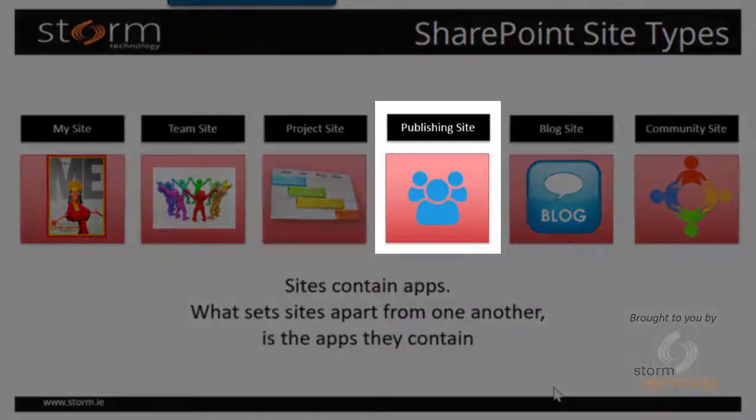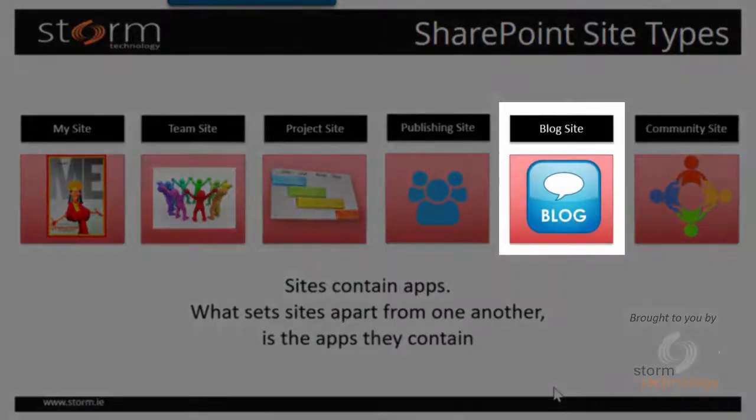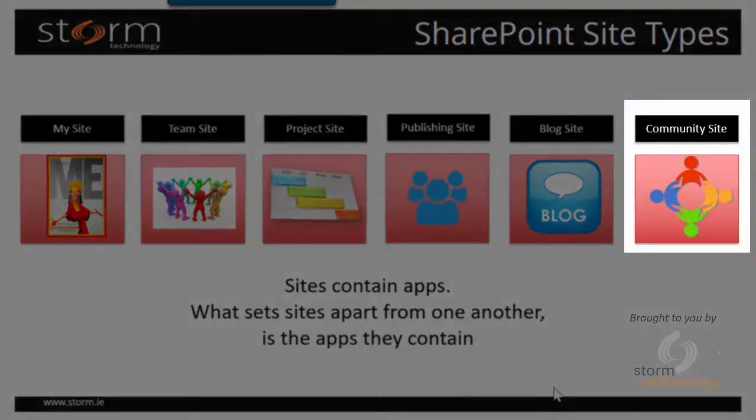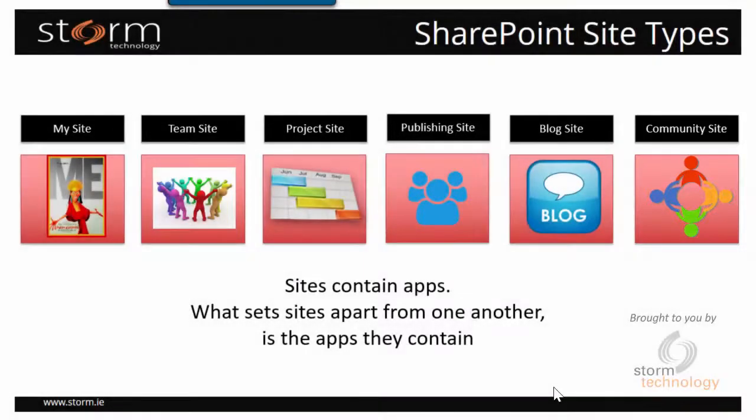Then we have a publishing site which is like an intranet site. And then there's the blog site which people can choose to follow so they can be kept up to date with activities. And finally we have the community site. And the main component of the community site is a discussion forum, which allows a community of people to come together and engage in discussions about a particular subject.